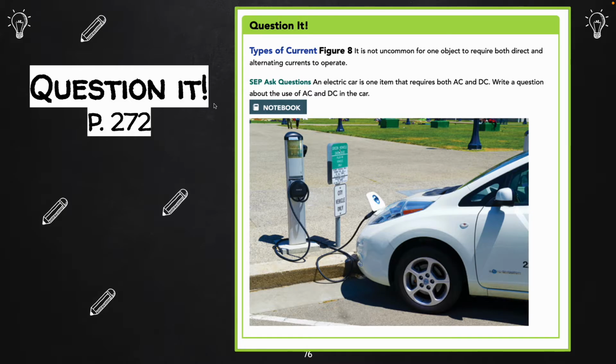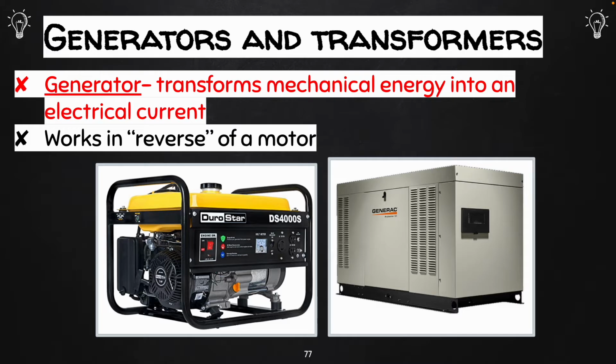On 272, our question. Types of current, figure 8. It is not uncommon for one object to require both direct and alternating currents to operate. An electric car is one item that requires both AC and DC current. Write a question about the use of AC and DC in the car. So what are questions when you think about that? Maybe, what is AC current used for? What is DC current used for? That would be a very easy question you can answer there.